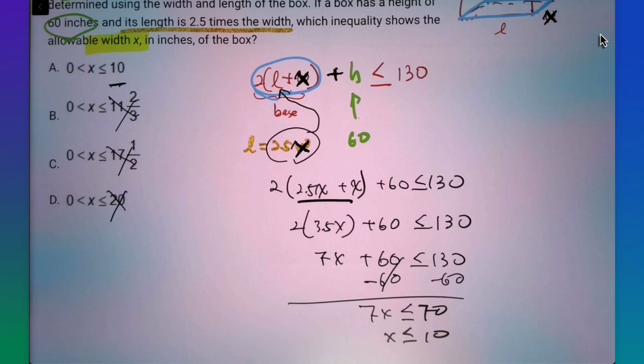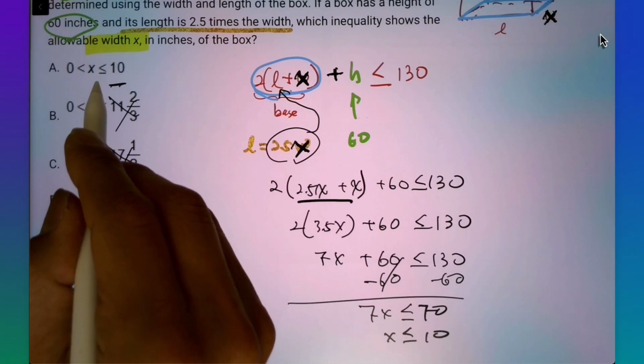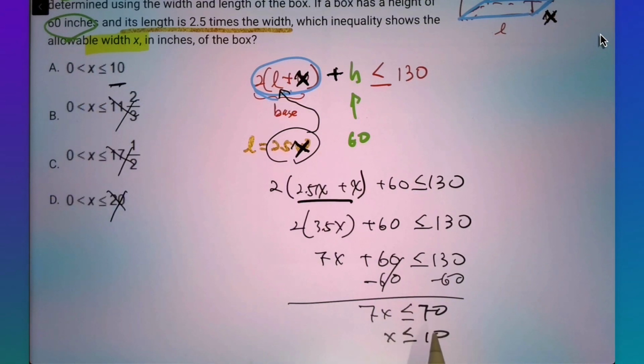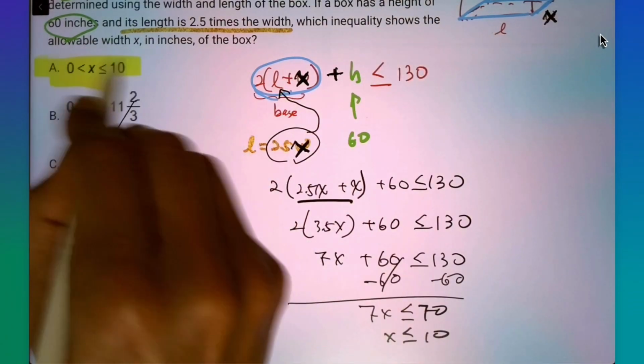And about 0: you cannot have negative or even 0, because then it's not a solid. If x equals 0, that's like a flat two-dimensional figure, so that's not a box. It has to be greater than 0 to keep in solid form. And I showed you that the maximum allowable width for x here is 10. The correct answer is A.